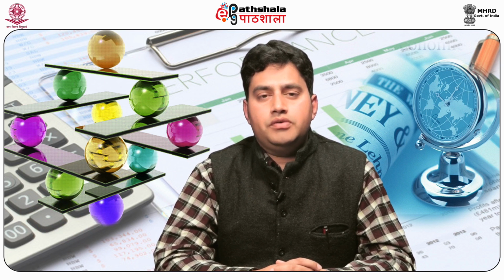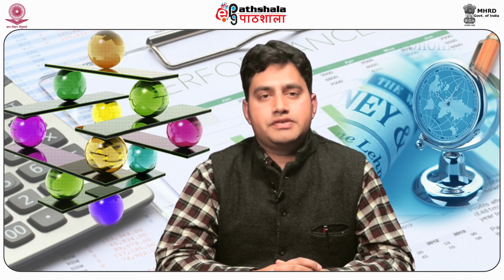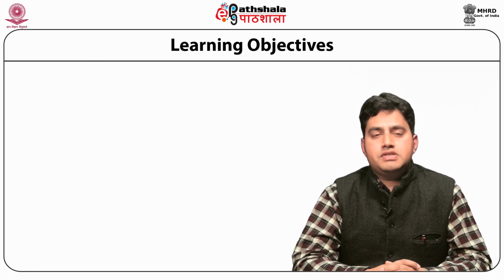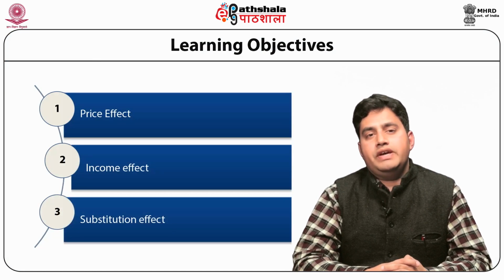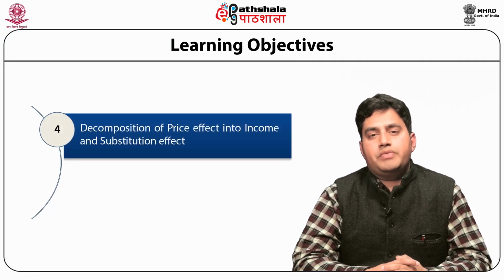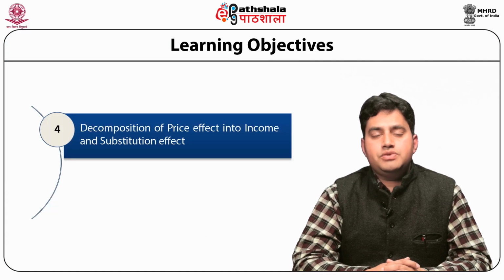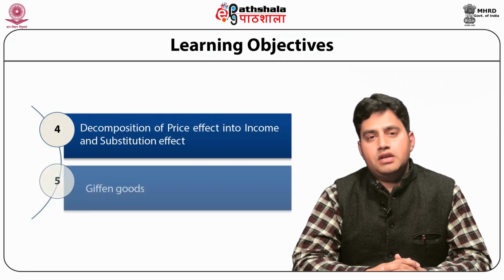Today we are going to discuss the module Indifference Curve Analysis Part 2 from the paper Managerial Economics. In this module, we'll be studying price effect, income effect, substitution effect, decomposition of price effect into income effect and substitution effect, and similarly we'll be discussing different types of goods: normal goods, inferior goods and Giffen goods.